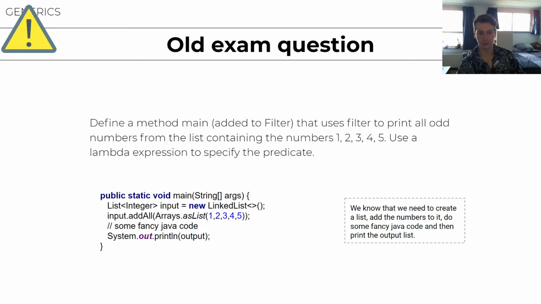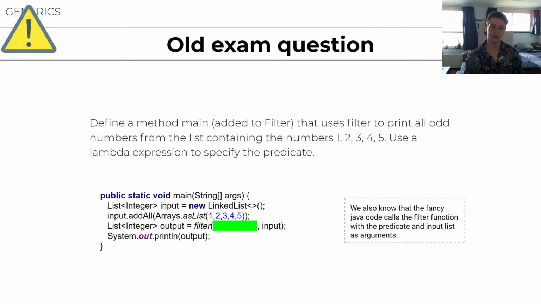Now, for the fancy Java code, we know the return type. If the input list is a list of integers, the output list is a list of integers as well. We know the filter method takes 2 arguments. The first one is the predicate, which is the hard part, right, the lambda expression, and the second part is the input, the easy part of the function.